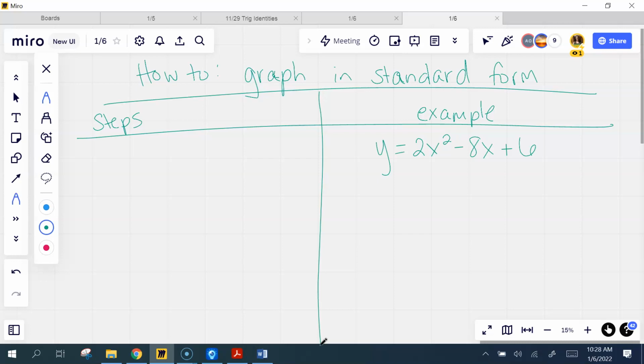What else do you know? You should be able to tell three things right off the bat. Which way it opens? The y-intercept is 6. It's going to cross the y-axis at 6. Give me one more thing you know.